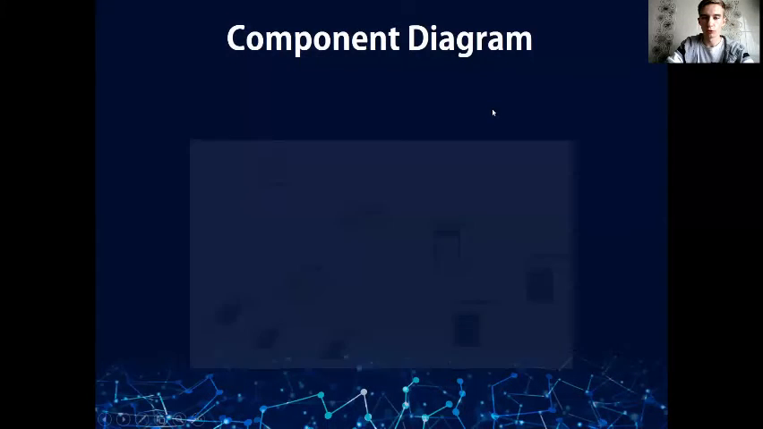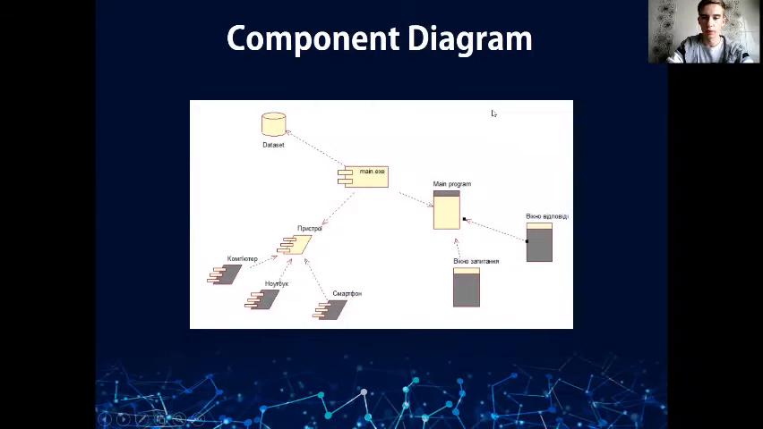The component diagram, in contrast to the previously considered diagrams, describes the features of the physical representation of the system. The component diagram allows you to determine the architecture of the system being developed. In this diagram, we can see the main executable file, which contains the main program, which consists of the question window and the answer window.